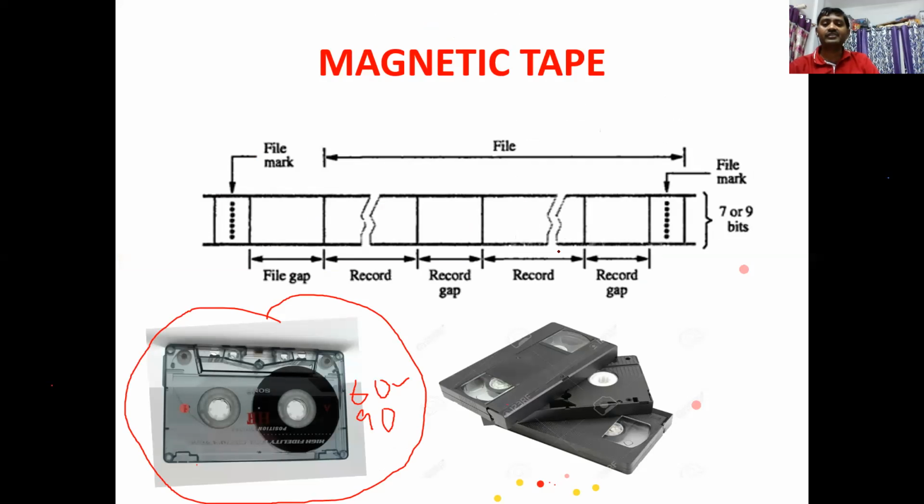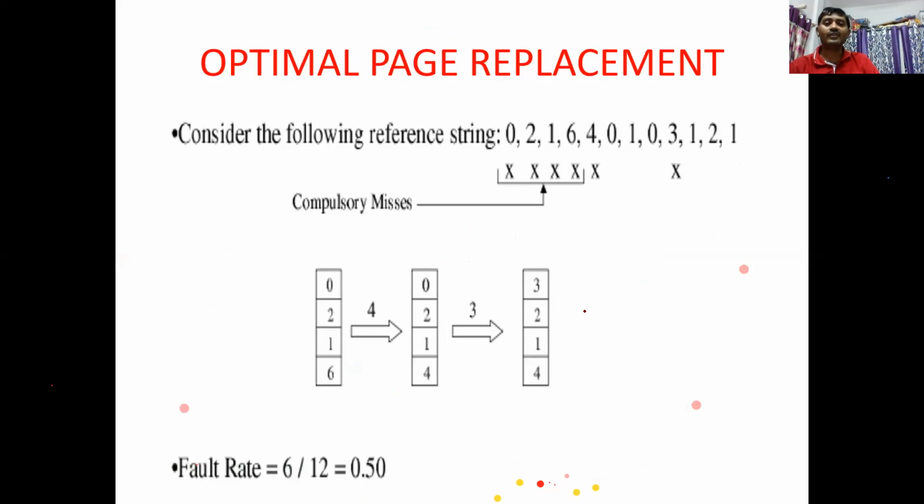This magnetic tape is still used for CC camera footage. So yes, if you want to store a large amount of data, this is the only option that we have. It's usually the best one.